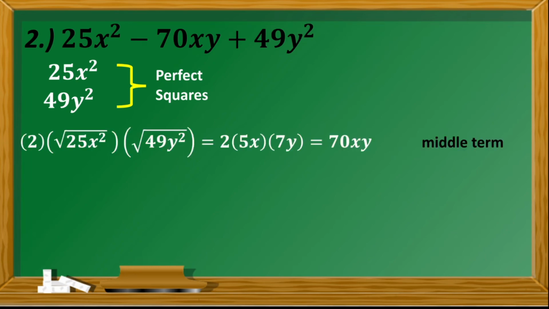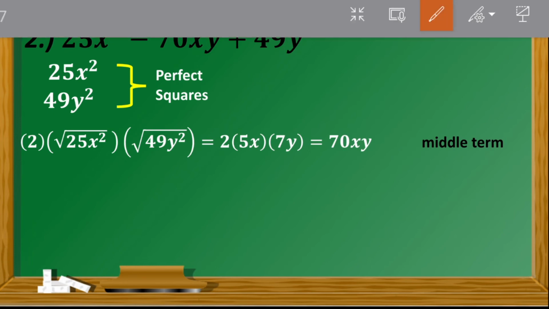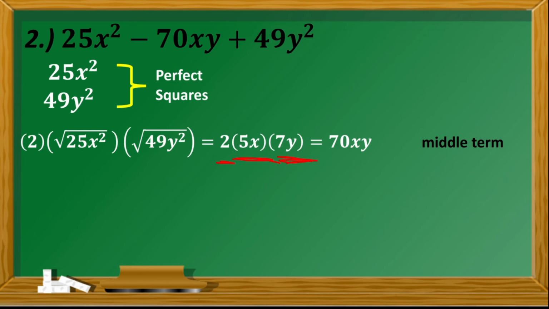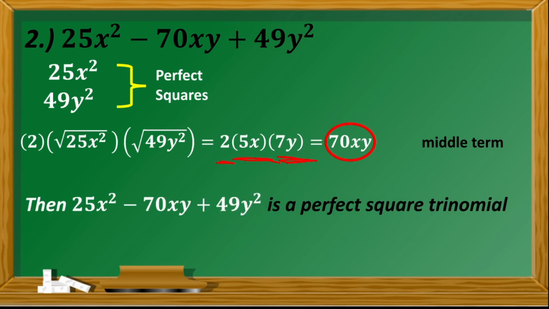So, yung middle term naman, we have 2 times square root of 25x squared, and then times square root of 49y squared. So, sulat natin si 2, and square root of 25x squared is 5x, and the square root ng 49y squared is 7y. Then, multiply natin sila. 2 times 5x is 10x, and 10x times 7y is 70xy, which is the middle term of the equation.